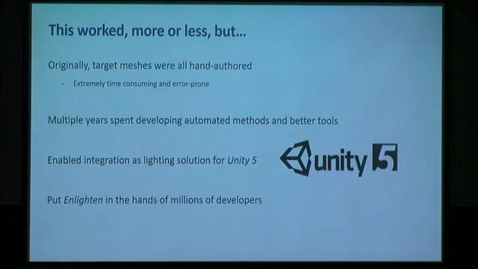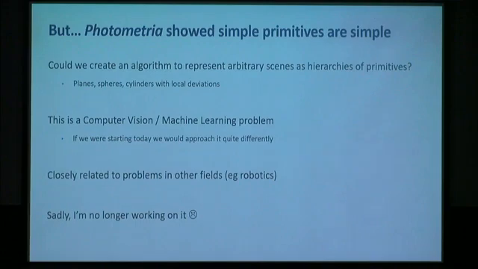So that enabled Enlighten to be integrated into Unity 5, a very popular game engine that's actually used by millions of people. So it's quite a broadly adopted system now. But this is a sort of punchline, and in a sense it's actually disappointing, right? We're relying purely on heavyweight statistics and brute force.